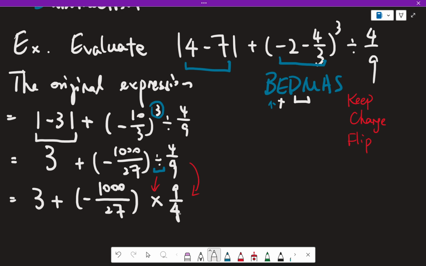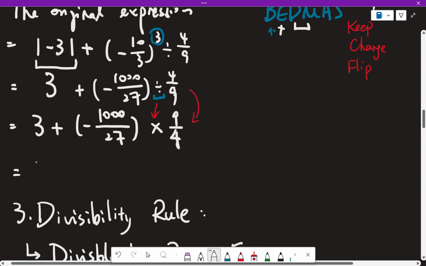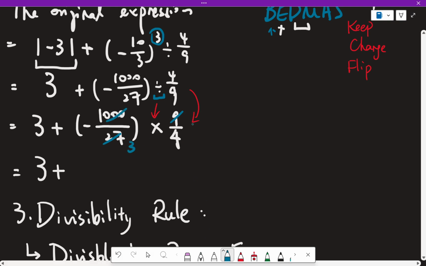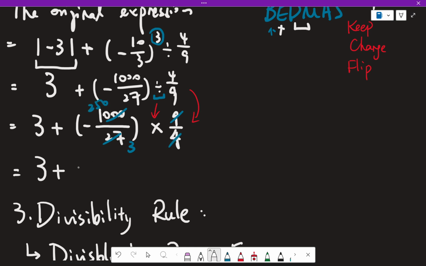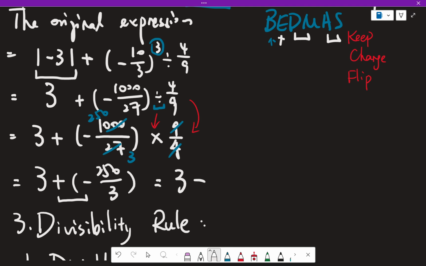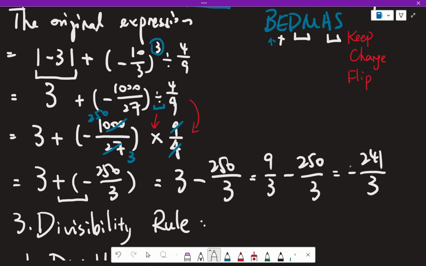The original numerator becomes the new denominator, and the original denominator becomes the new numerator. Now we can just perform the multiplication, which is fairly simple. 9 and 27 gives us a 3 right here. 4,000 over 3 divided by 16 is just 250, so it becomes negative 250 over 3. And now we can do addition or subtraction. We want to add a negative number, which is just minus. So 3 minus 250 over 3. We want to find the common denominator, so we convert 3 into a fraction, 9 over 3, minus 250 over 3, which gives us negative 241 over 3. And this would be the final answer for this expression evaluation question.